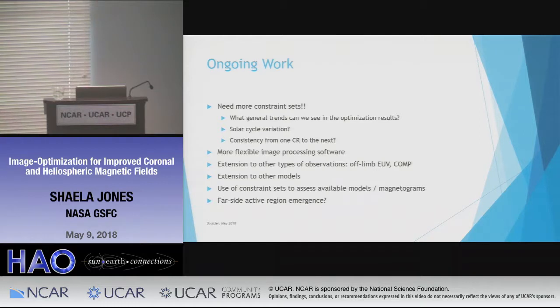Additionally, I'd like to include more kinds of image constraints. And so we need more flexible image processing software. Eventually, we'd like to do this with more models than just the PFSS.